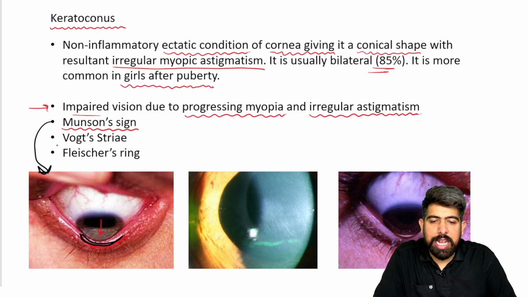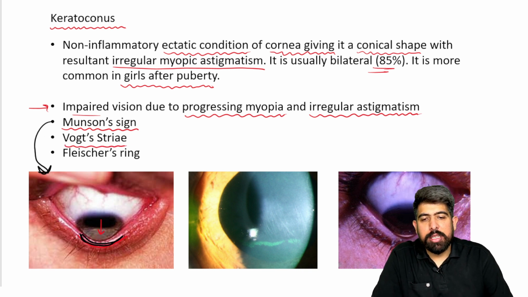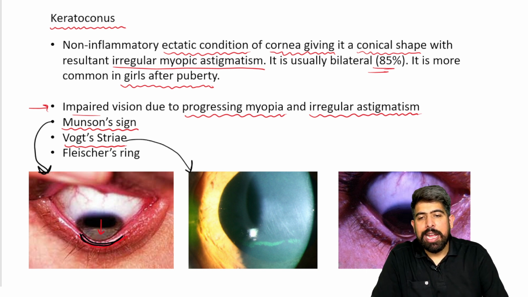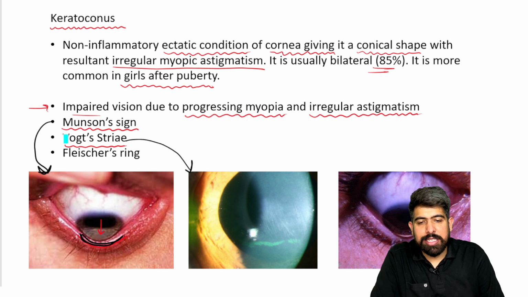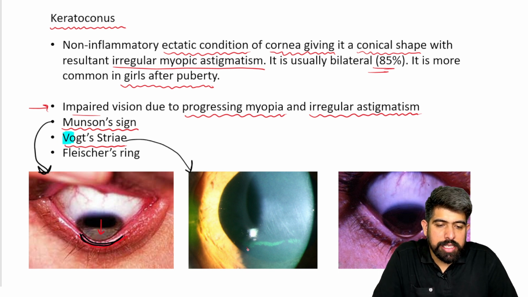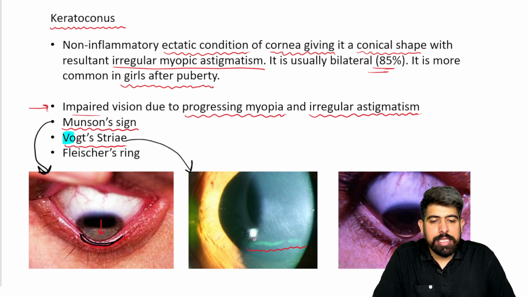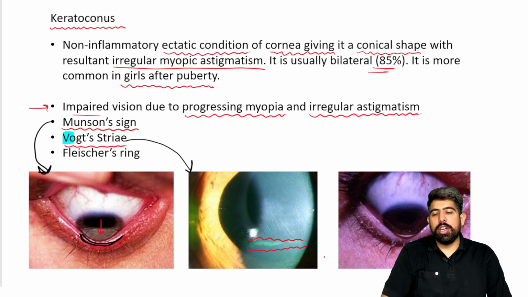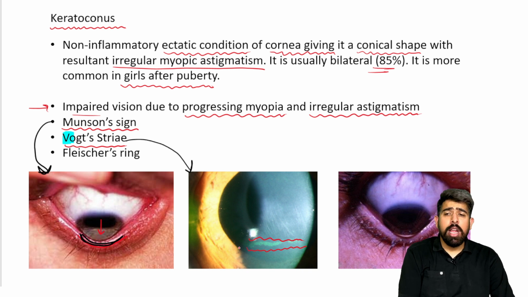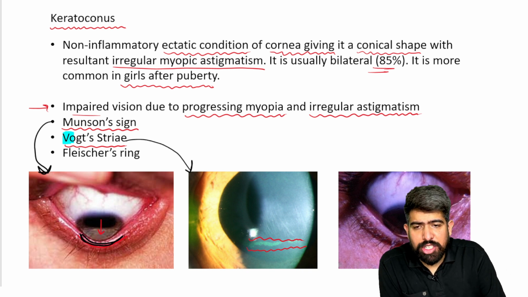The second one is known as Vogt's triad. What is the meaning of Vogt's triad? Please remember, Vogt's triad starts with V. This is the vertical striae on the descending membrane. You can see the stretching marks on the descending membrane. It is known as Vogt's triad.